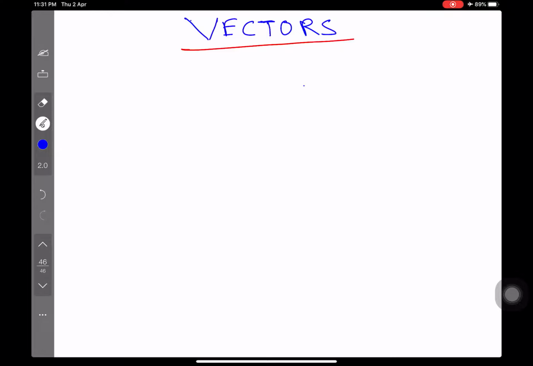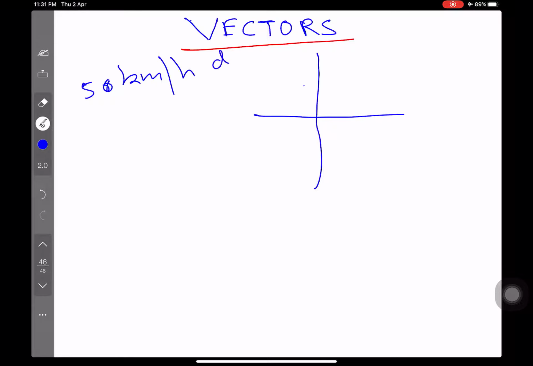Now, how to represent a vector? A vector is represented with the help of an arrow. The length of the arrow gives us the magnitude of the vector according to a conveniently chosen scale, and the arrowhead gives us the direction of the vector. For example, if we want to represent a velocity of 50 km per hour due east. Due east means its direction is towards east. Now, these are the directions north, south, east and west.